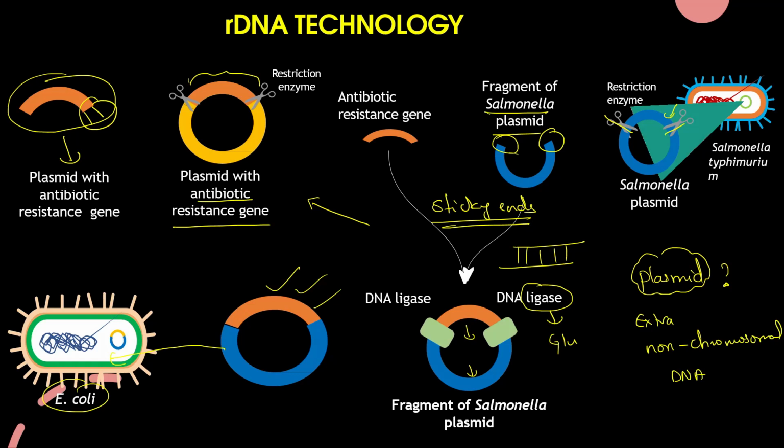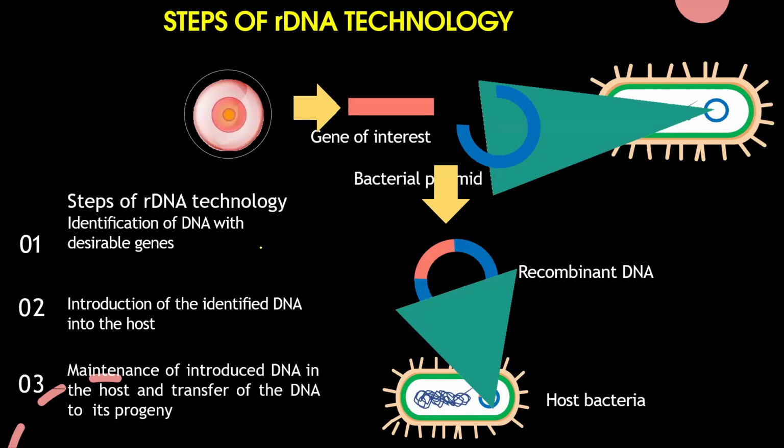So it involves three steps. Step number 1, identification of DNA with the desirable genes. That means, suppose in a particular organism I have a particular protein that is very, very good. I want that protein. That means this is my desired protein, and this desired protein will have desired genes. So we need to identify the DNA which is coding for this desired protein. That's step number 1. You need to identify the DNA that is coding the desired genes.